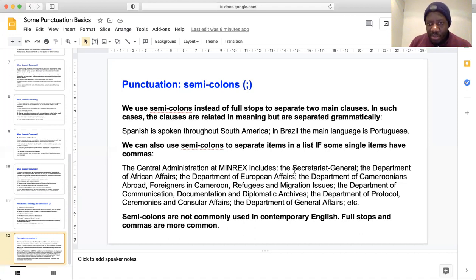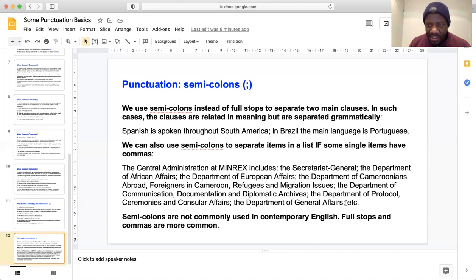And so if you were to separate the rest of this list using commas, you would create confusion because of these 2 commas, which actually belong to one of the items. And so it makes sense here to use semicolons to separate the items so that the item with commas in it will not create any confusion. So the rest of the other departments are the Department of Communication, Documentation, and Diplomatic Archives. And you see again that this item has a comma in it. And that again justifies why we had to use semicolons to separate the items in this list.